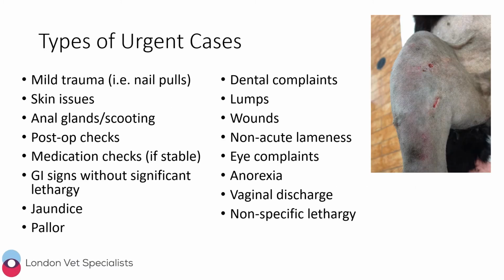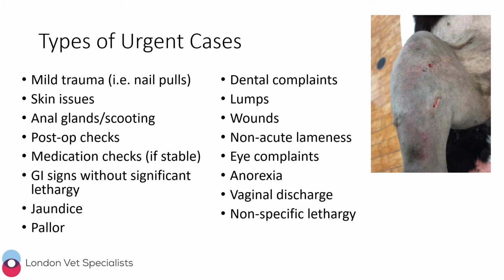So here are a few types of urgent cases. These are going to be like mild trauma, like a nail pull or a split nail, something pretty minor. Some simple skin issues, anal gland scooting, probably a dog that just maybe needs an anal gland expression. Post-op checks, again, make sure you discuss with the client and really make sure that pet sounds like they are doing well at home to not warrant coming in immediately for that post-operative check. Medication rechecks, especially if these are for chronic medications that these pets have been on for a while. A simple remote consultation with that client to check in should be enough to suffice you being able to refill those medications.